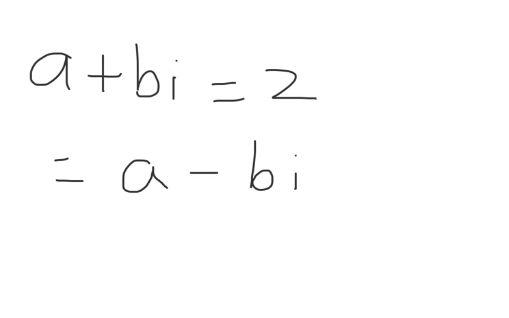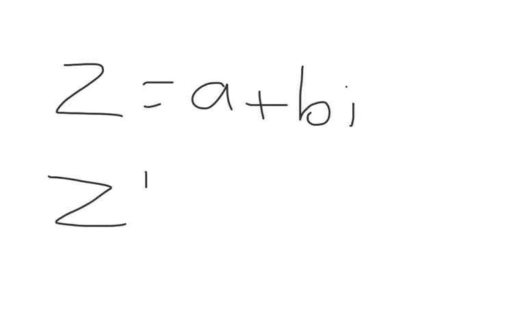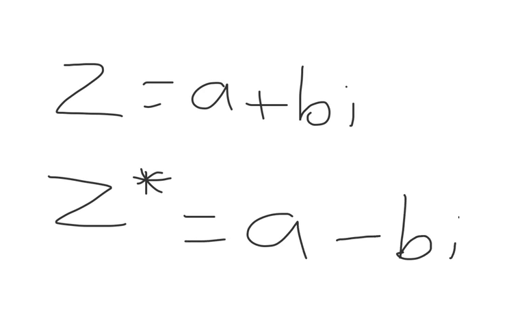And there's a special notation that we can use for conjugates, and the special notation is a star symbol. So z equals a plus bi, but z star is the conjugate, and z star equals a minus bi.